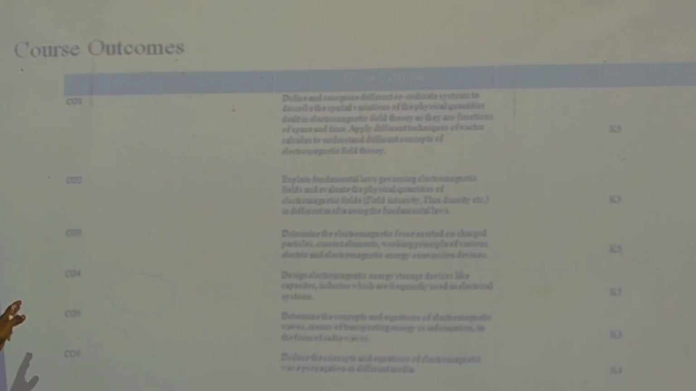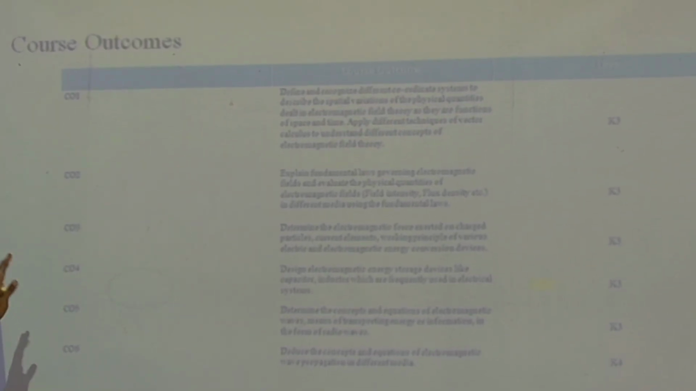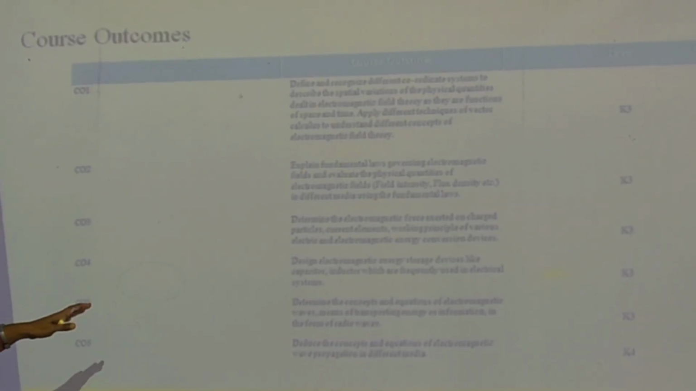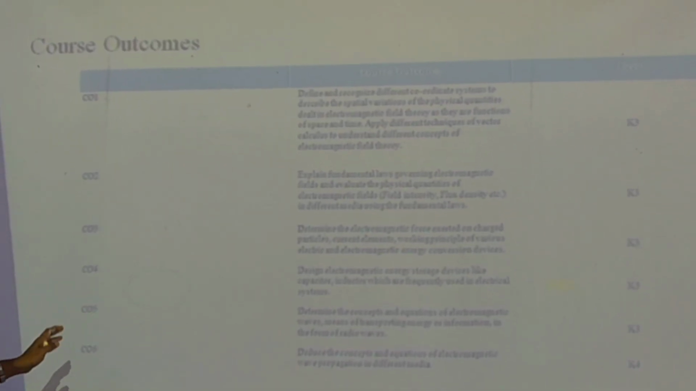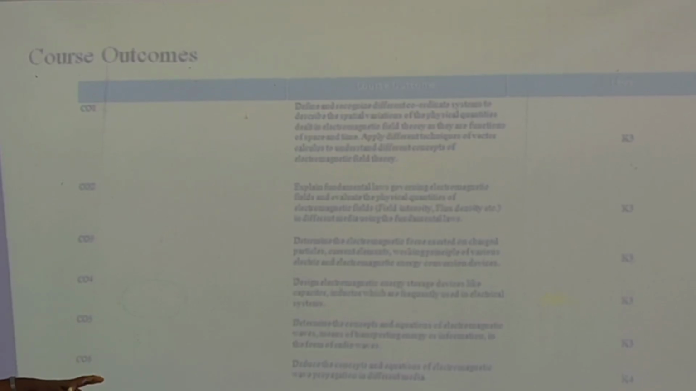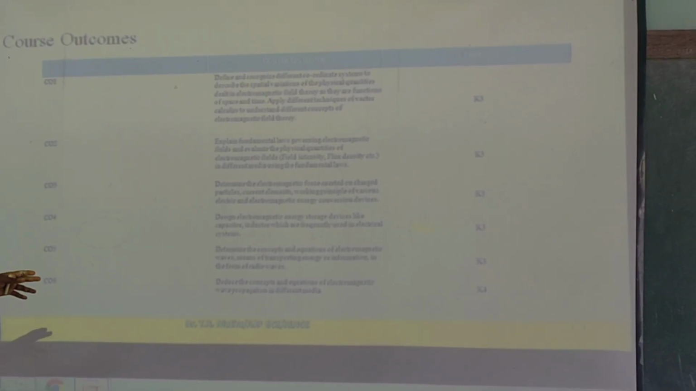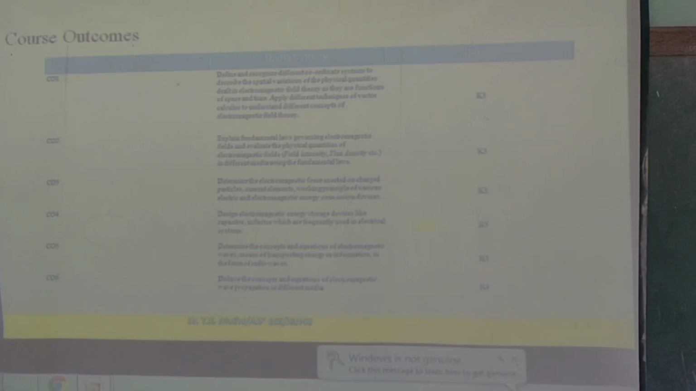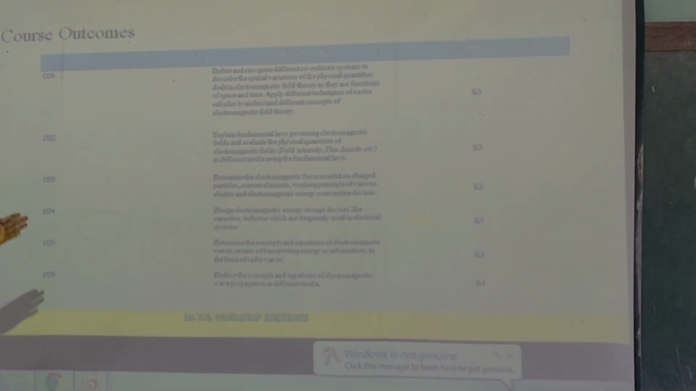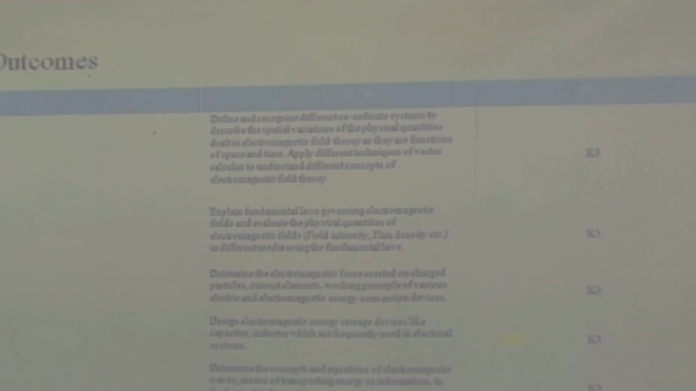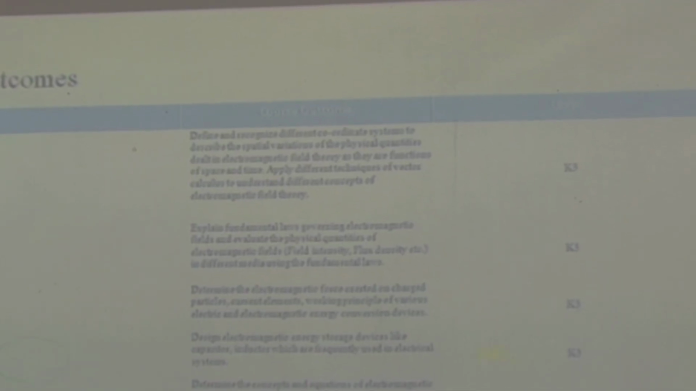CO3 deals with electromagnetic devices such as inductors and capacitors. And CO4 also deals with inductors and capacitors. CO5 deals with Maxwell's equation. CO6 deals with electromagnetic wave propagation. And we have got the levels as applied level, and the last one deals with the analyzed level.